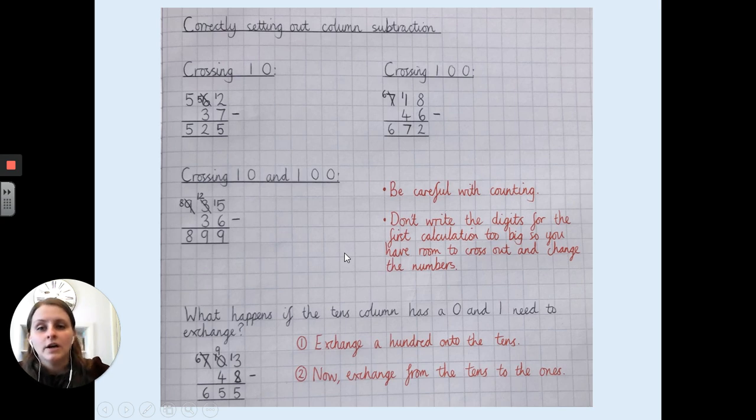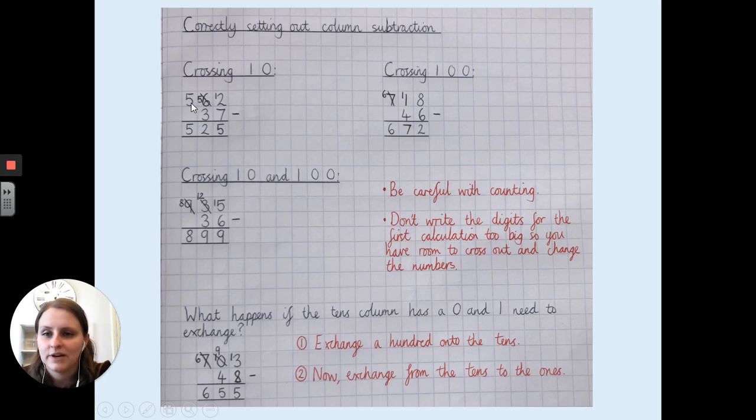For these questions, for calculating subtraction, you need to be really careful with your counting. I know some people find it really tricky when we're counting backwards. Just take your time and double check your counting, because otherwise, if you get that wrong, it sends your whole answer out of order. So check that first. Your next tip is don't write the digits for the first calculation too big, so you have room to cross out and change the numbers.